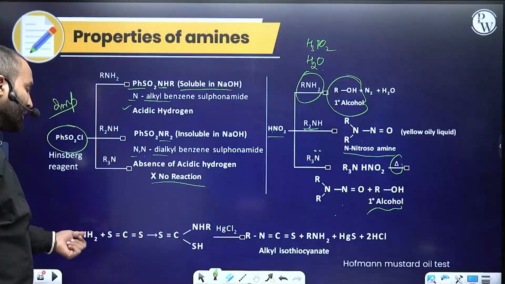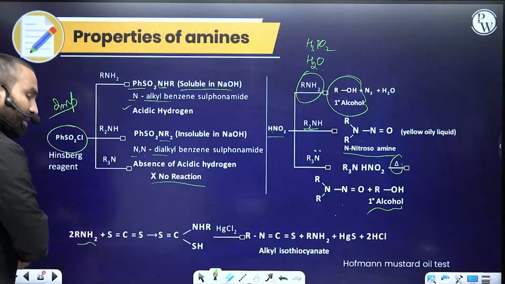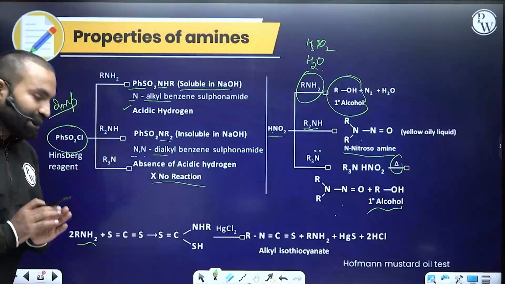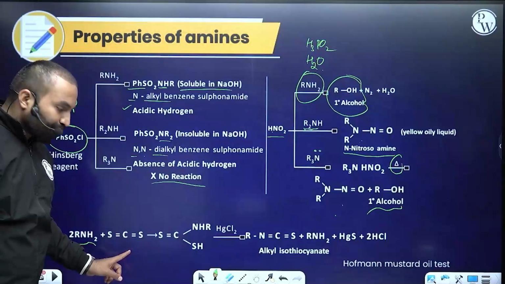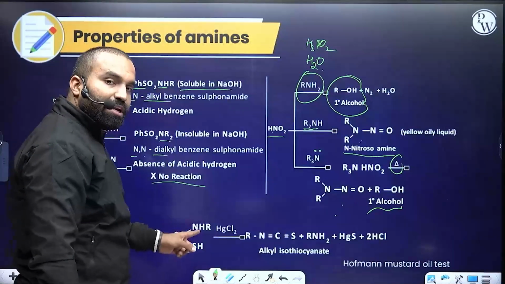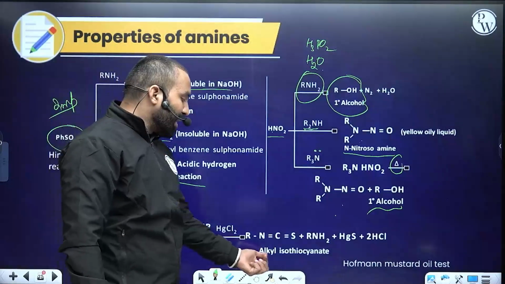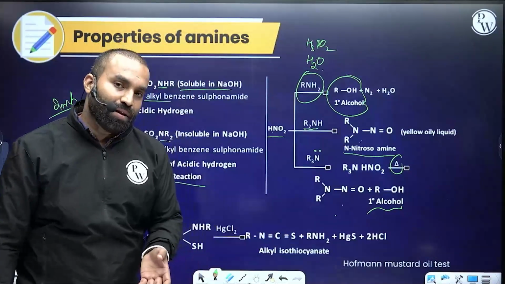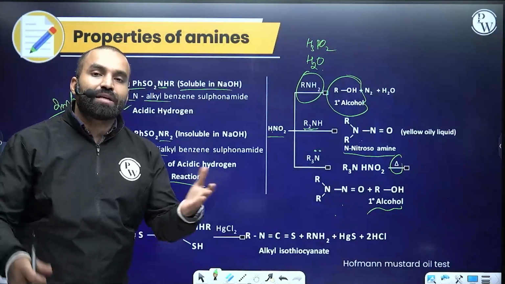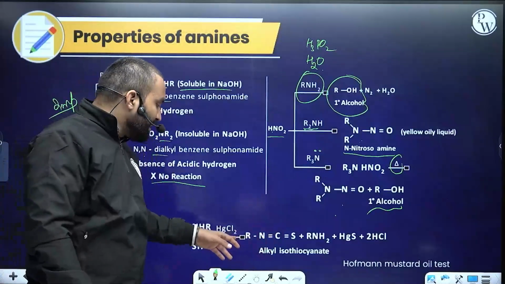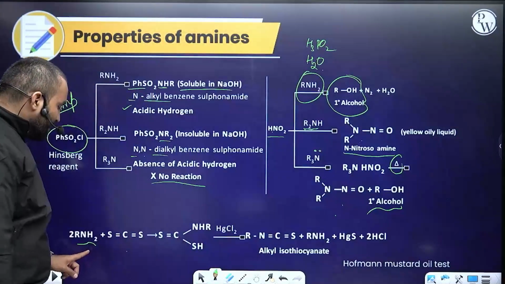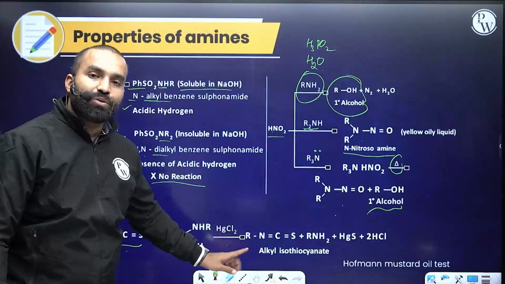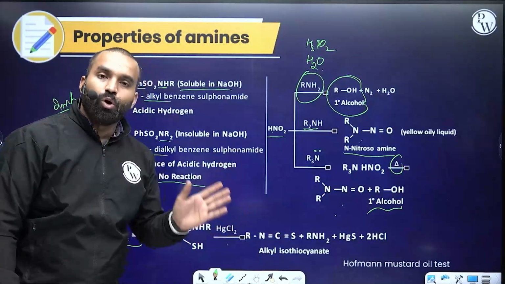Hofmann mustard oil test. Reacting RNH2, that's my primary. Remember, it's for primary amines. Reacting it with carbon disulfide will form this compound. Then reacting it with HgCl2 will produce alkyl isothiocyanate, which has a mustard oil type smell. Secondary one doesn't react with HgCl2. This secondary amine is anyways going to react with the CS2, but will not be able to react with HgCl2. Hence, there will be no mustard smell.